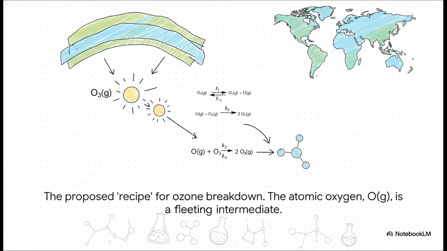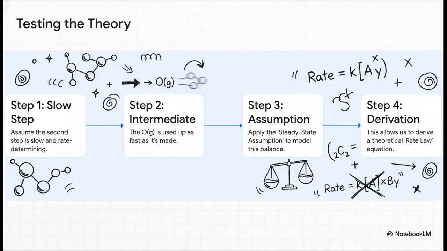So here's the theory again. It says this whole thing isn't just one big step. First, an ozone molecule actually splits apart. This creates this super unstable temporary particle, a single oxygen atom. We call it an intermediate. It's like a ghost particle. It's there for a split second, and then it instantly collides with another ozone molecule to finish the job. That's the proposed mechanism.